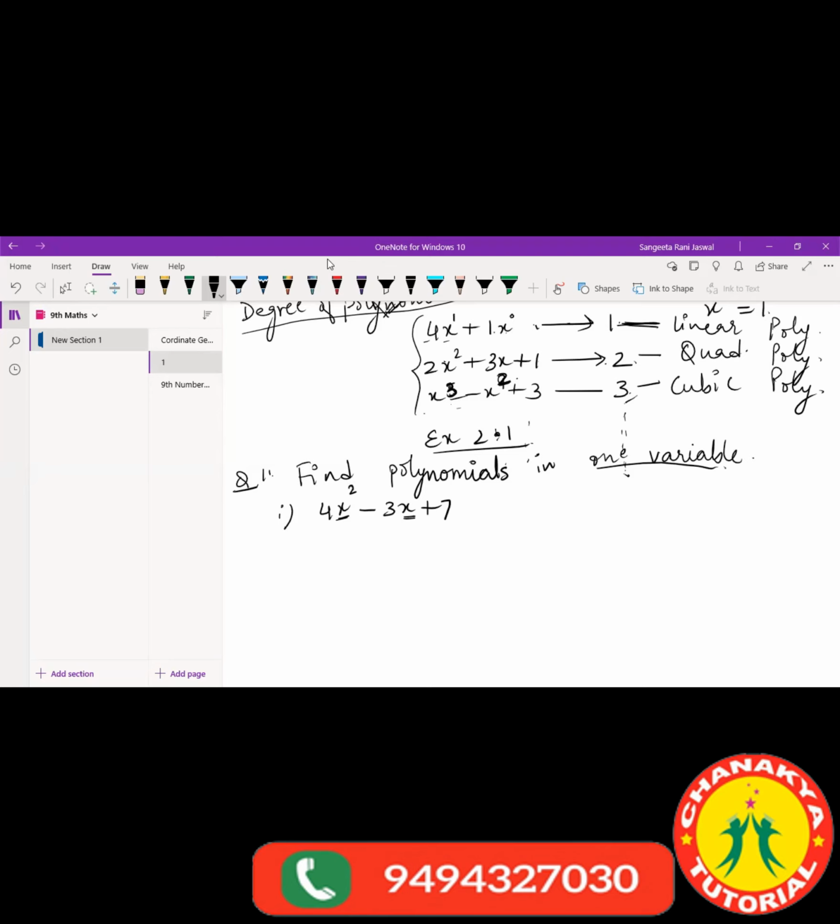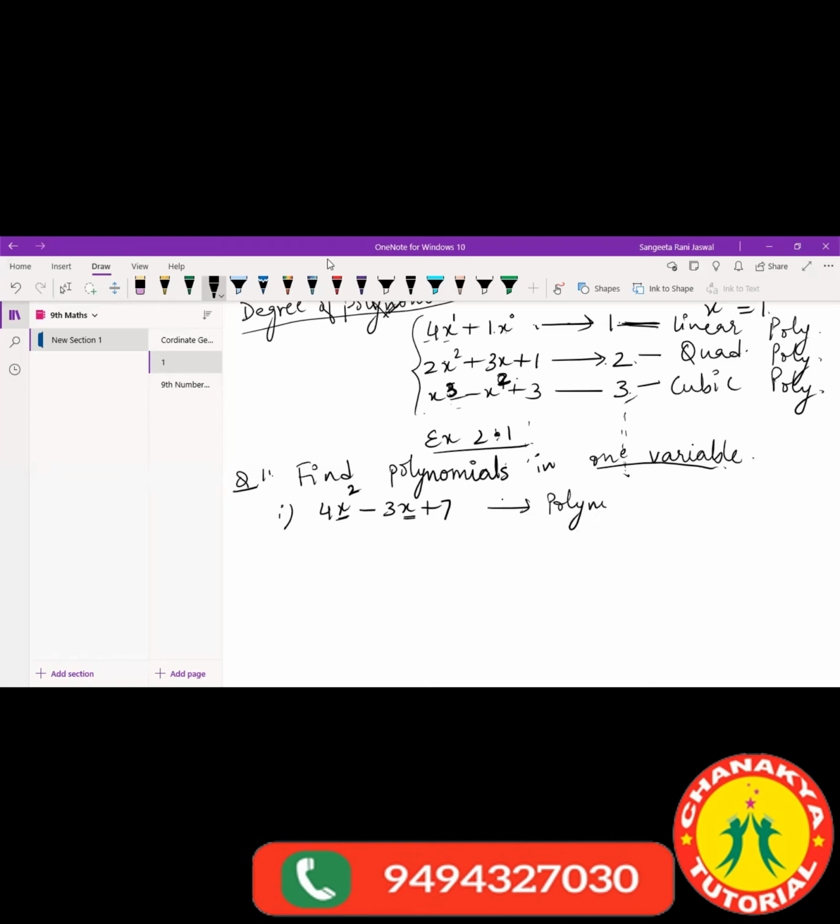Why is this a polynomial equation? Because, ma'am, it has more than two terms. Okay, it's a polynomial. Ma'am, it has both variables and numbers. The power is also positive here. Coefficients are there, expressions, operations are there. Okay, so this is a polynomial with one variable, right? Are you understanding this, children?